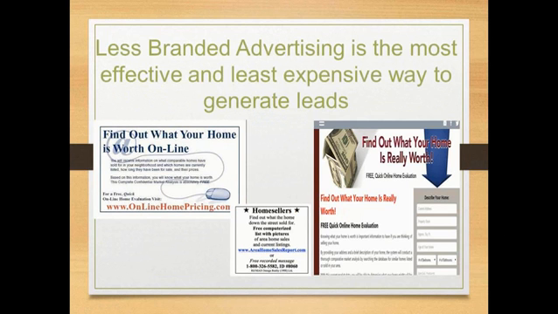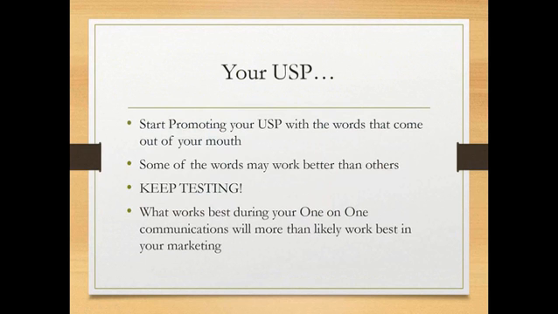Well, here's the argument. The argument for advertising your USP is, even though you're going to generate less leads, the leads that you generate are going to be predisposed to working with you because they already know that this information is coming from you, but they also already know what makes you different and better than your competition. Is everybody understanding this?